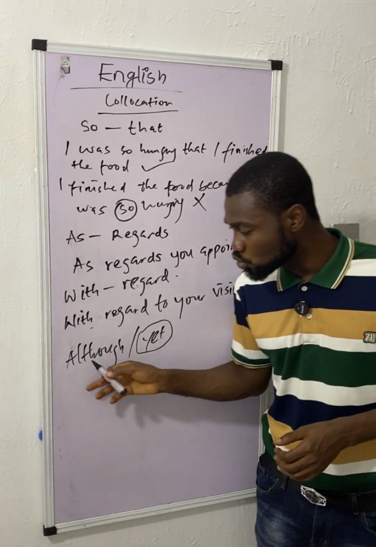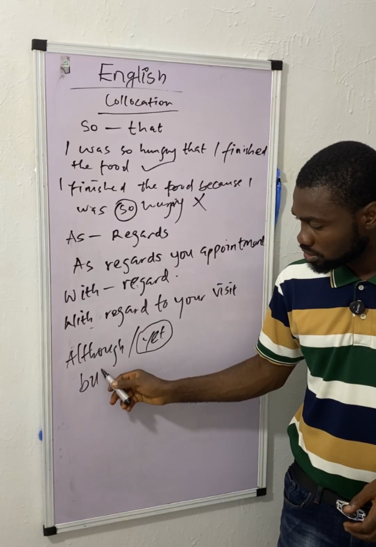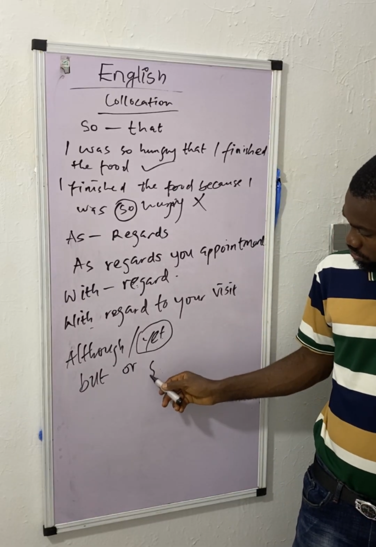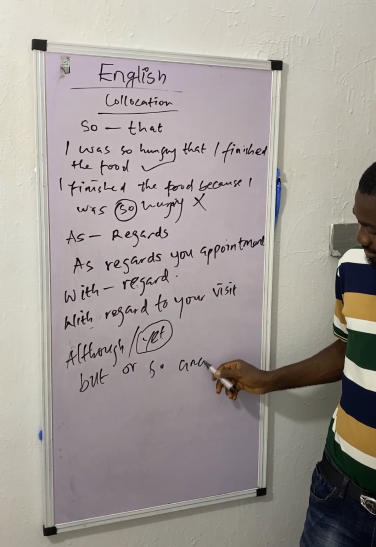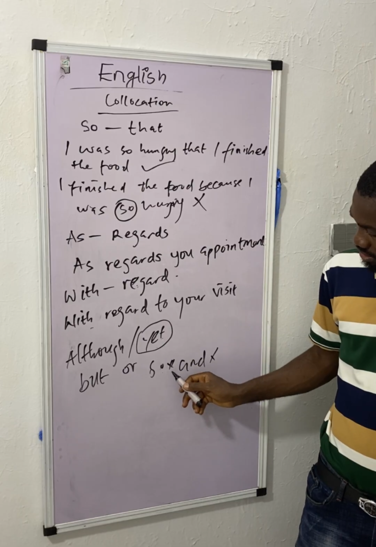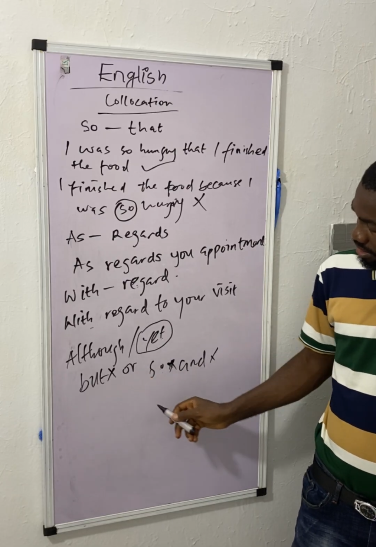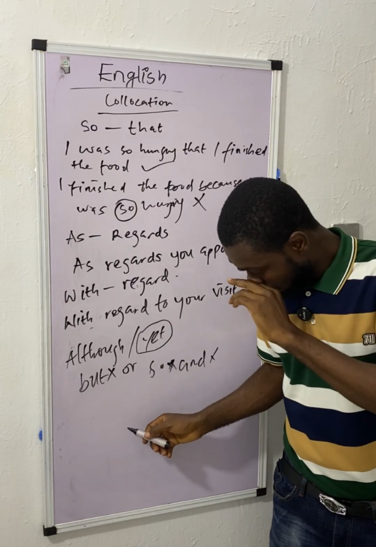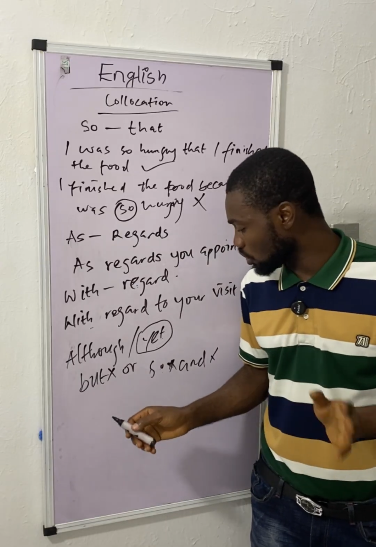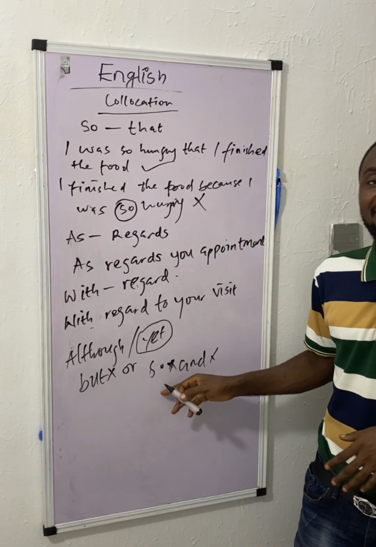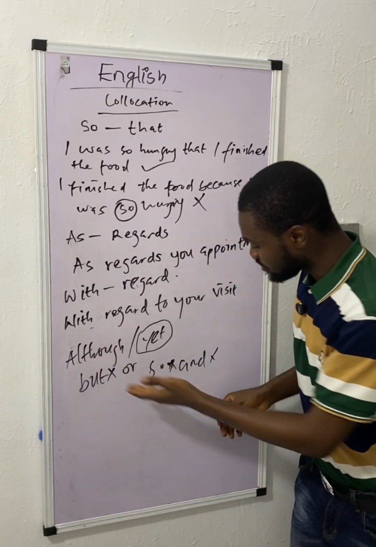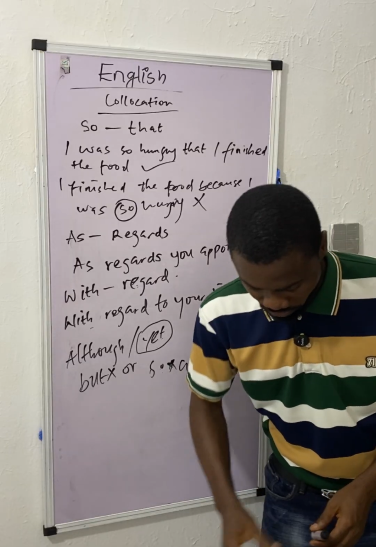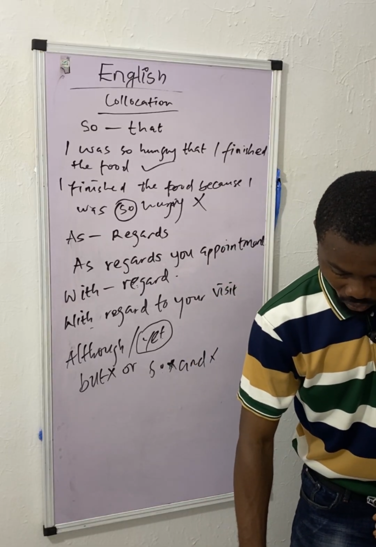But never use although and go and be using but or so or and. Never use any of these. Although he is poor, but he sent his child to school. Wrong. Although he is poor, so he sent his child to school. Wrong. Although he is poor and he sent his child. They are all wrong.